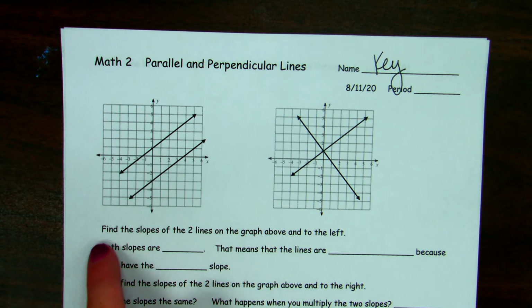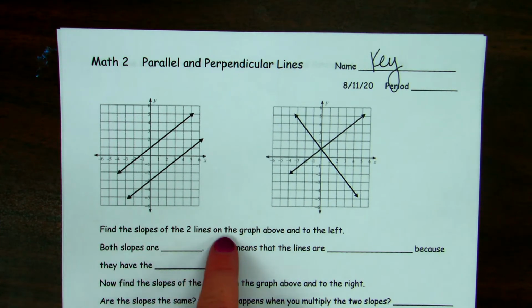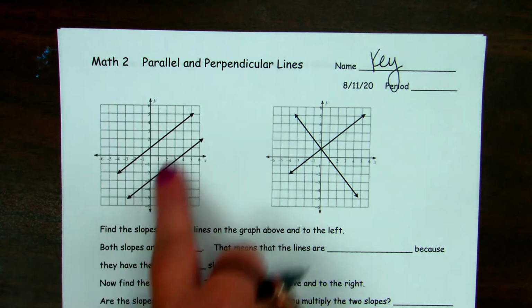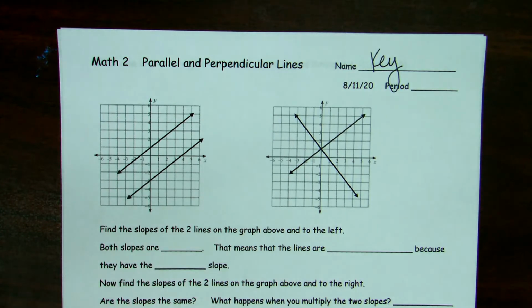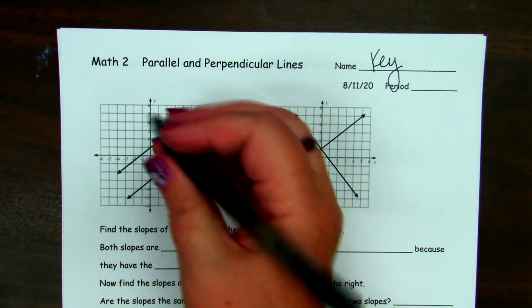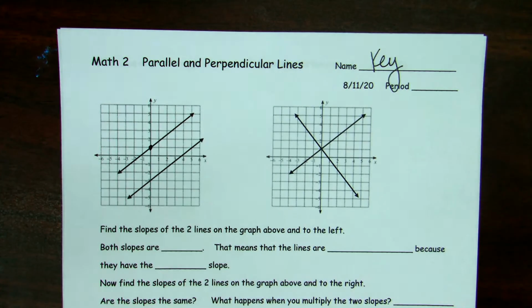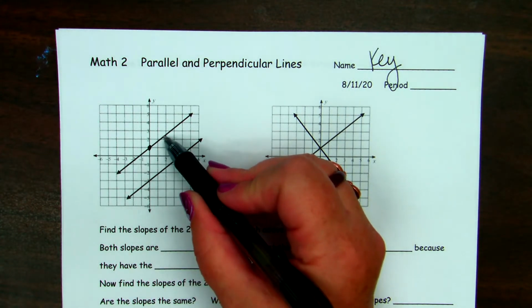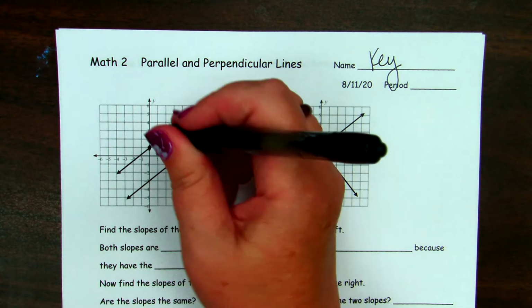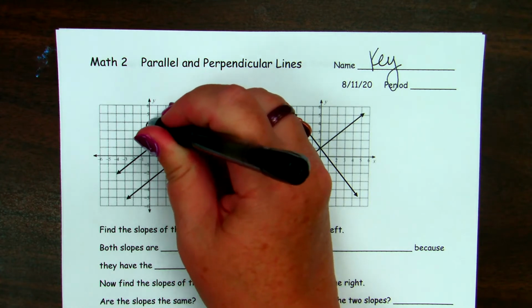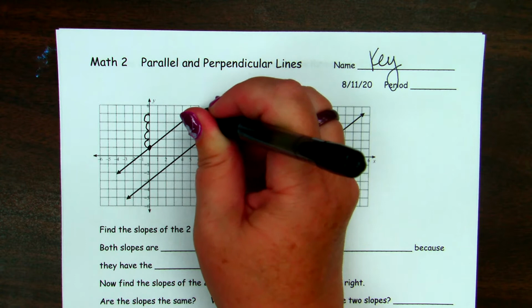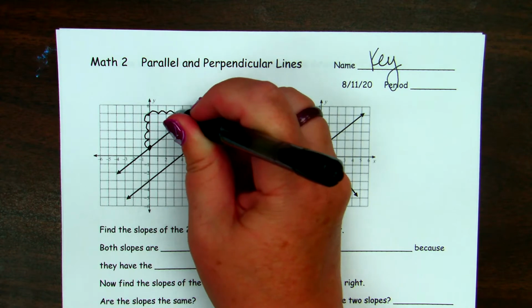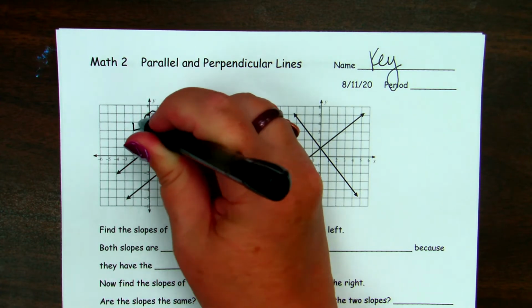So it says, find the slopes of the two lines on the graph above and to the left. So this one, find the slopes of these two lines. So I'm going to start right here at 0, 1, because that's a point on the graph that's an integer. It's not like right here where it's between different numbers. And then I'm going to go up 1, 2, 3, 4, because here's another point on the graph that's at a grid line. Then you go 1, 2, 3, 4, 5. So up 4 over 5.